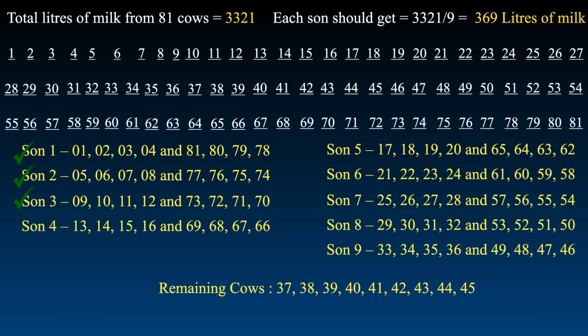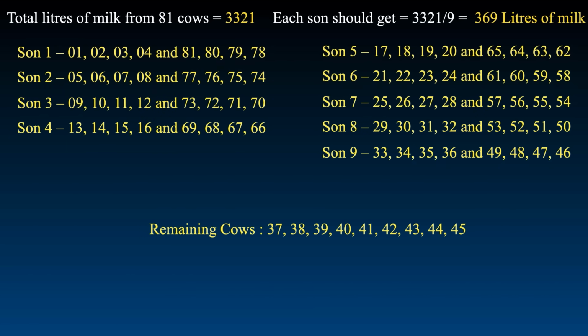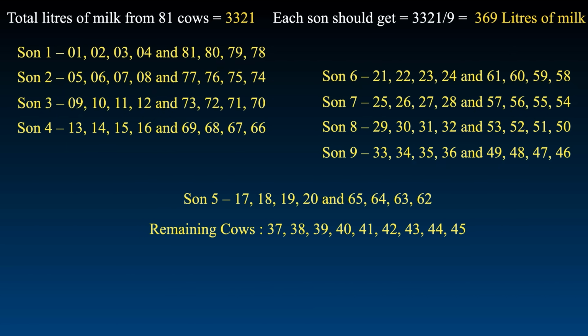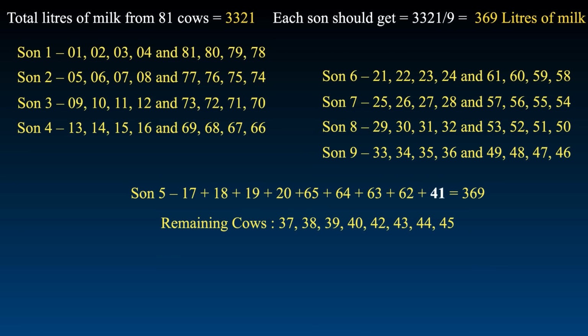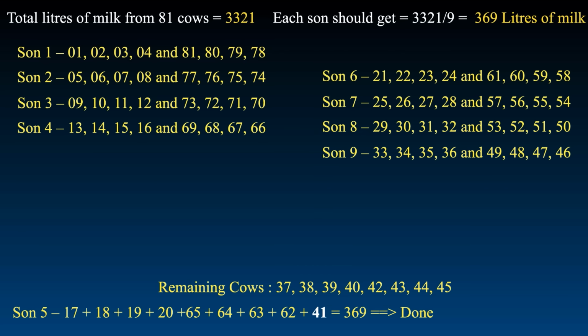After distributing the cows in this manner to all 9 sons, now there are 9 cows remaining, that is from 37 to 45. To get to 369, each of them needs 41 more. So 41 is the 5th in sequence, so let's give 41 to the 5th son. Now he has 328 plus 41, which is equal to 369. He is sorted. Now the other 8 sons require additional adjustment in order to satisfy the condition.